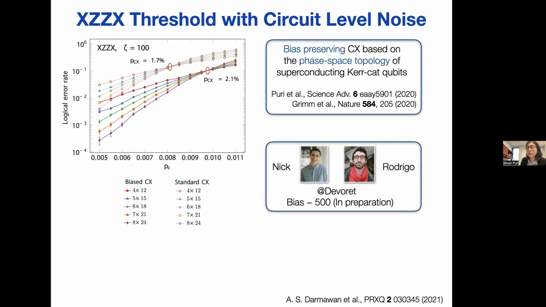To give you context, superconducting Kerr-cat qubits have been implemented. They were first realized in Michel Devoret's group. In the most recent experiments, and the results are in preparation, the bias that they observed in the qubit was about 500. This is just a single qubit bias, not 2-qubit gate bias yet. The work for 2-qubit gates is underway.